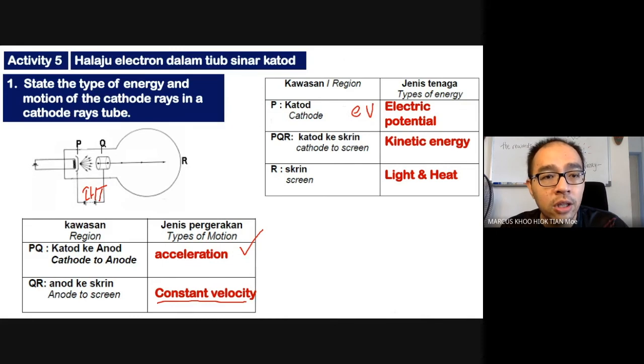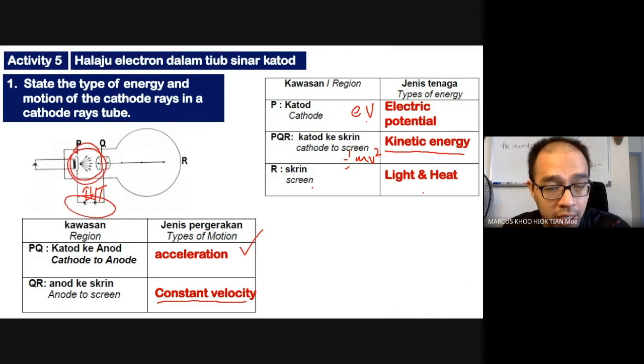So from the cathode to the screen, it will gain kinetic energy. All the eV will convert to half mv squared. And then when it hits the screen, it's going to be converted into light and heat. The main and most important thing is that the acceleration happens here at the first EHT. If I put the EHT over here, then it's going to accelerate all the way. But once it accelerates here, it's going to be at constant velocity throughout, fast enough for it to hit the screen with a green light.